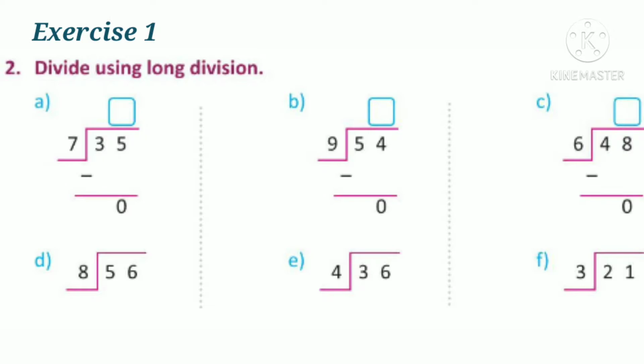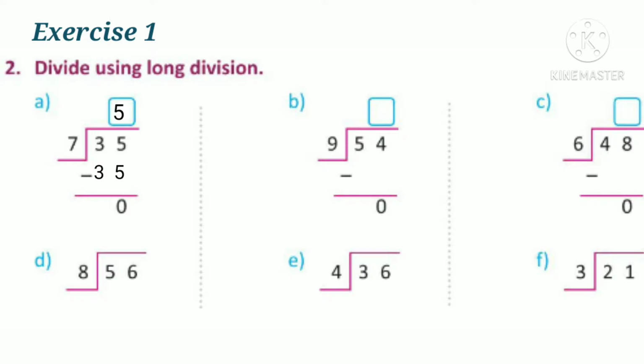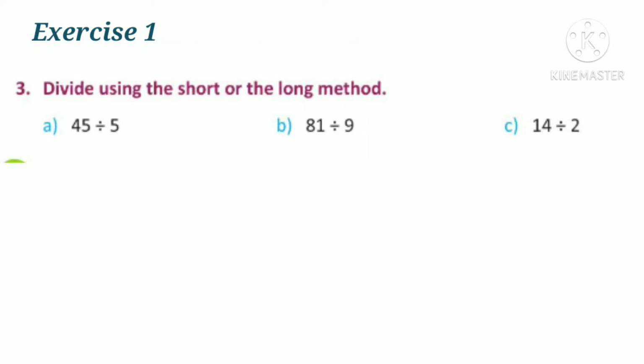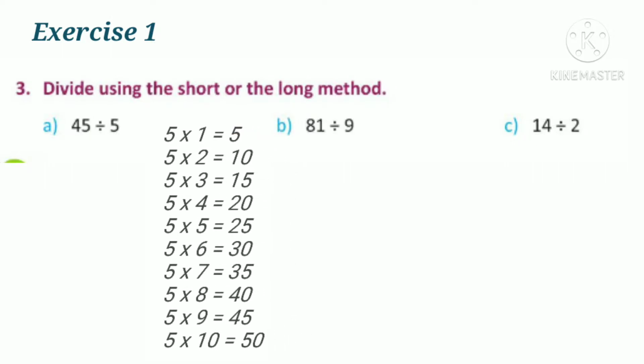Now, solving the second main, divide using the long division. The first one, we have the 7 table. So 7 fives is 35 and 0 is the remainder. The second one, we have the 9 table, 9 sixes are 54 and the remainder is 0, quotient is 6. The next main, divide using short or long division. First one, we have the 5 table. So writing it in division form, we have 5 nines are 45 and the remainder is 0.